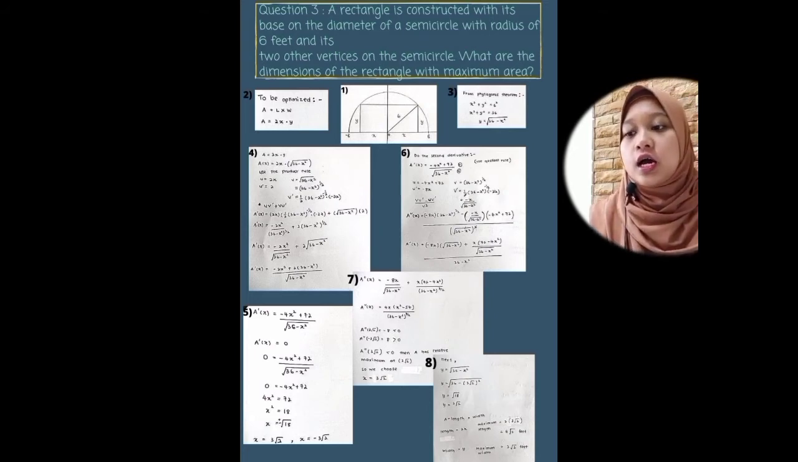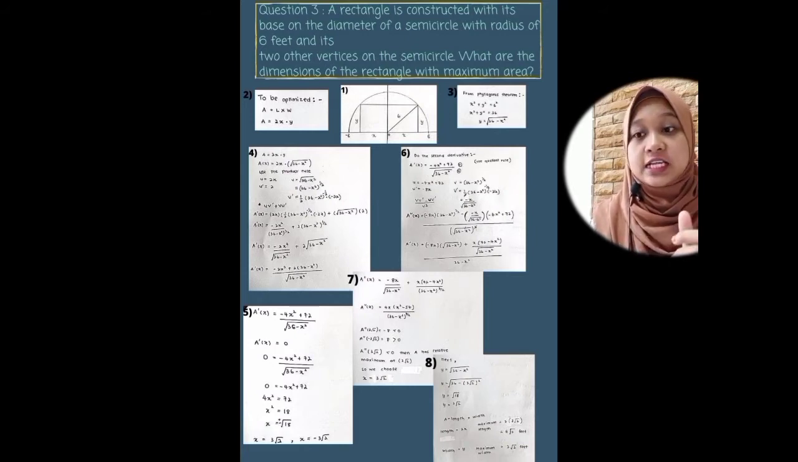As we know, when the second derivative is less than 0, that function has a maximum at that point. So we gain that the second derivative of the function at 3 square root 2 is less than 0. So the relative maximum is at 3 square root of 2. So we choose x is 3 square root 2.